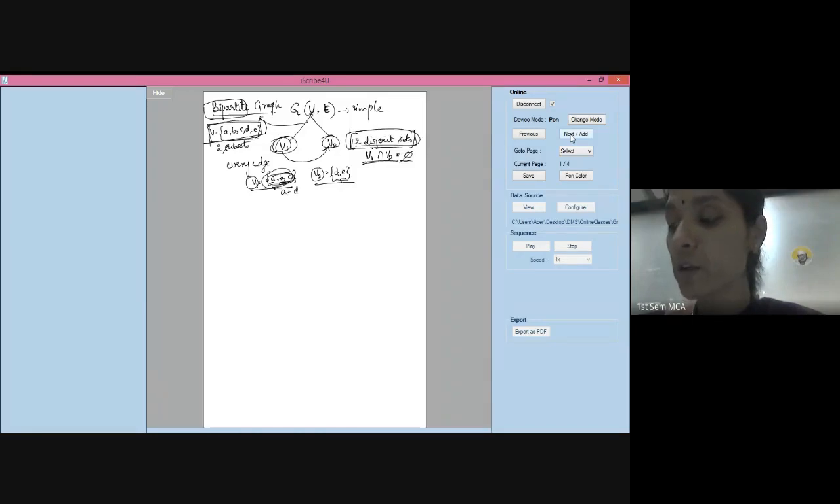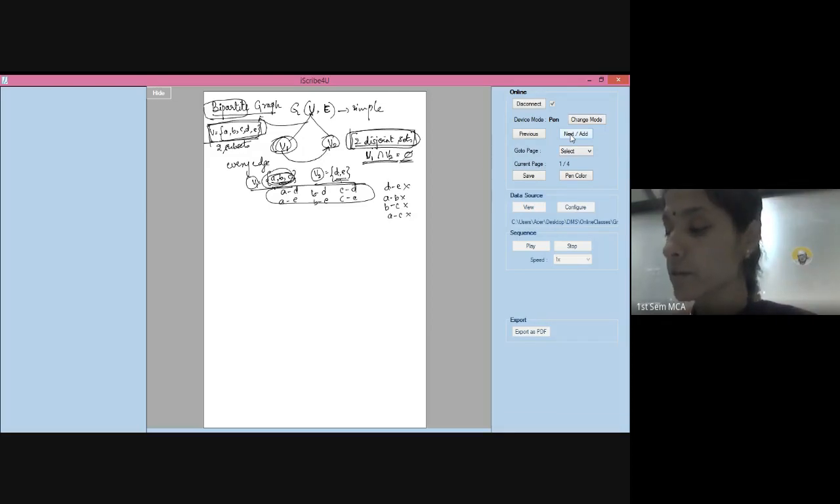I can have an edge from A to D, A to E, B to D, B to E, C to D, C to E. These are all the possible edges that I can have. I cannot have D to E. That is wrong. I cannot have A to B. That is wrong. I cannot have B to C. That is wrong. Or A to C is wrong.